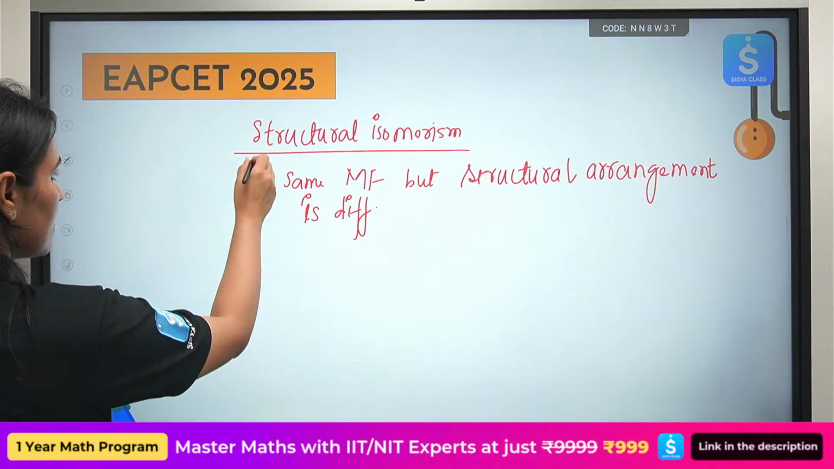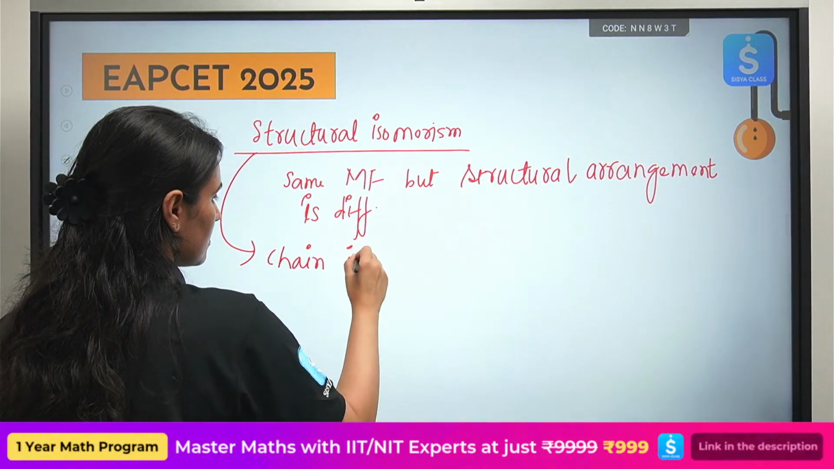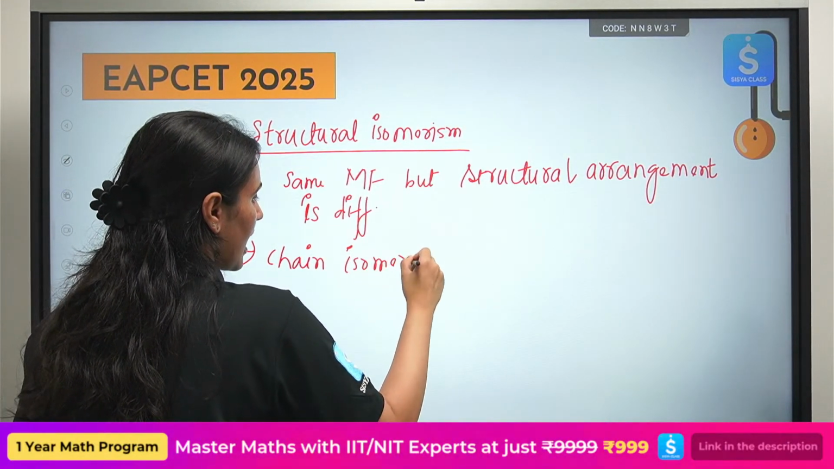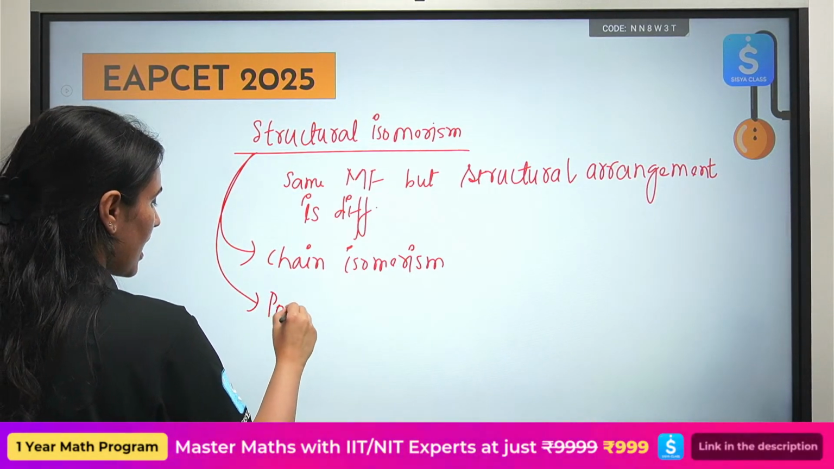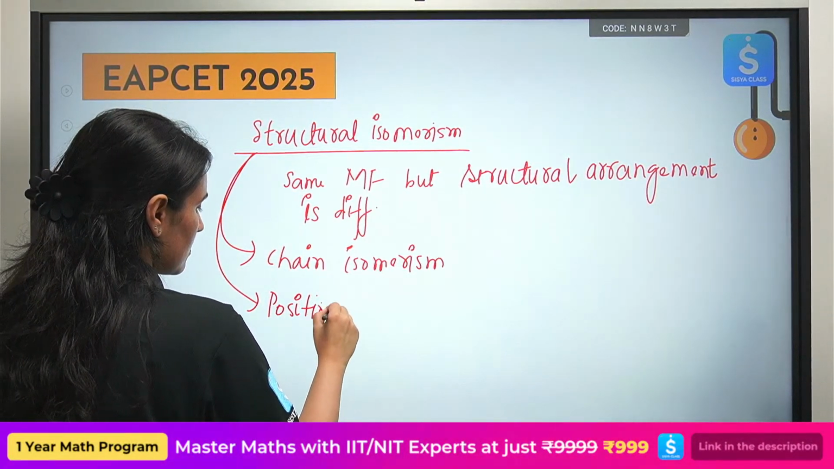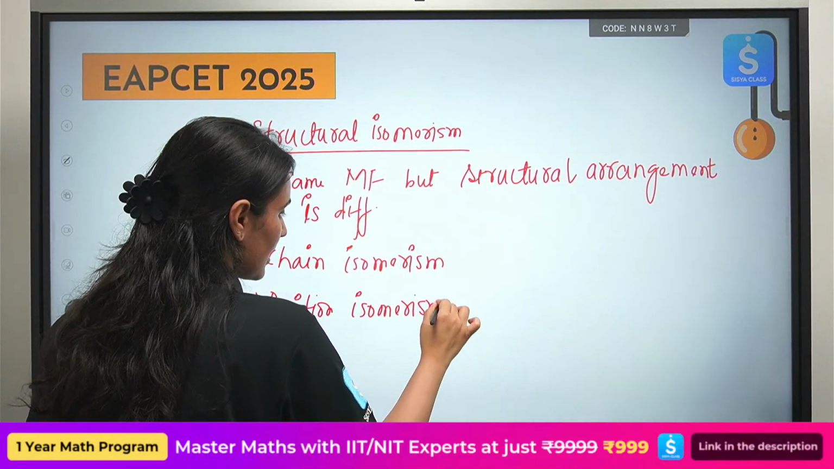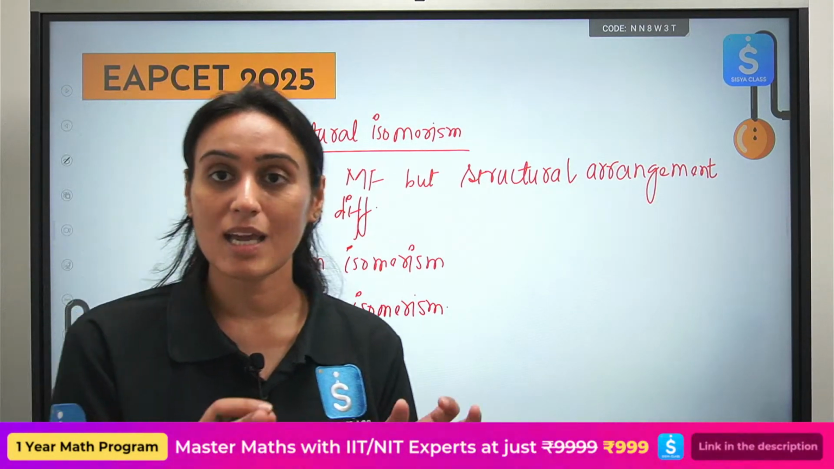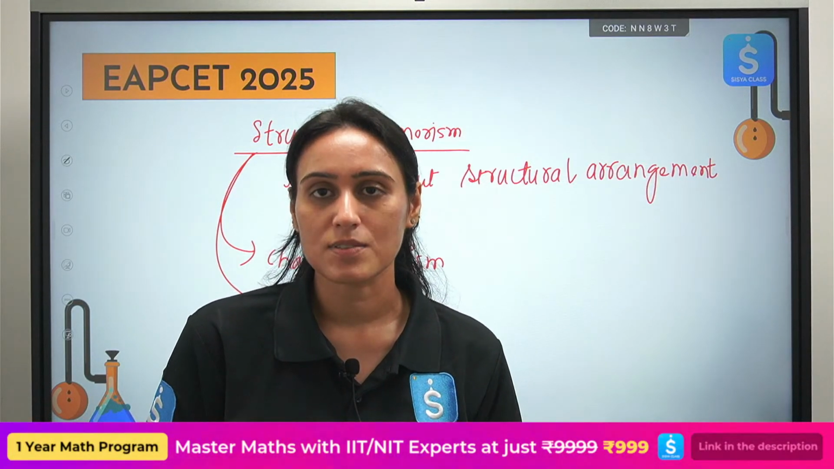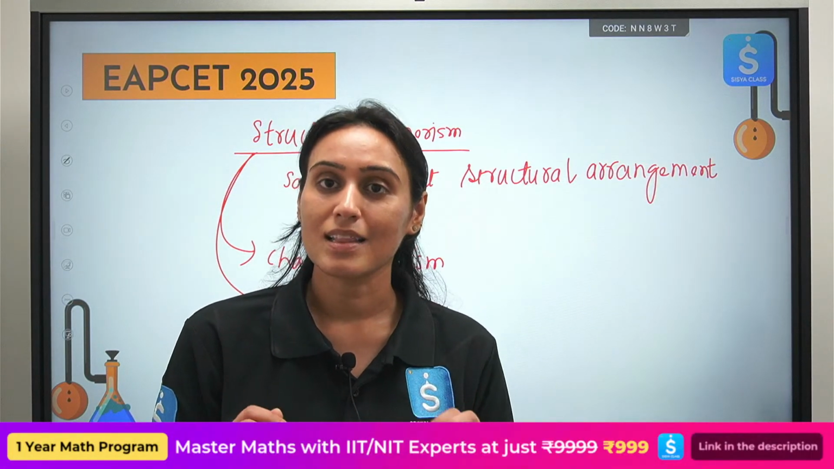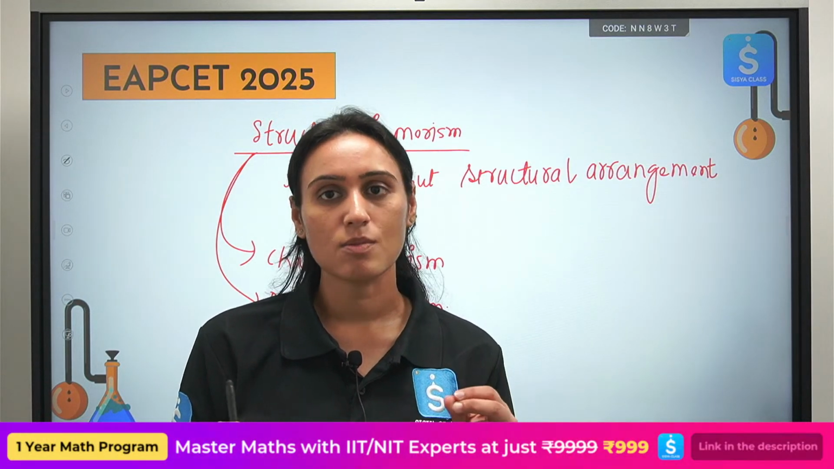You can have chain isomerism, in which the number of carbon atoms in your parent chain is different. You can have position isomerism, in which the length of the carbon chain is the same, the type of functional group, the type of substituent is also the same, but the position of that substituent or functional group changes. Then we call all such isomers position isomers of each other.